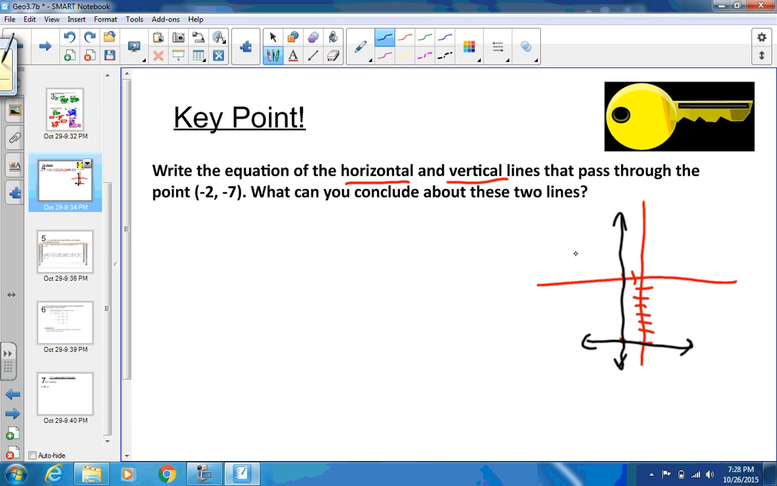The vertical line is x equals -2. You might remember that's an undefined line because it's going up and down. That's why it's x equals something, not y equals something. This one is just y equals -7. That one goes through the y value of -7. So those are our 2 equations. And what can you conclude about them? Well, you can see they make a perpendicular situation. So I think what we're looking for is that they are perpendicular.